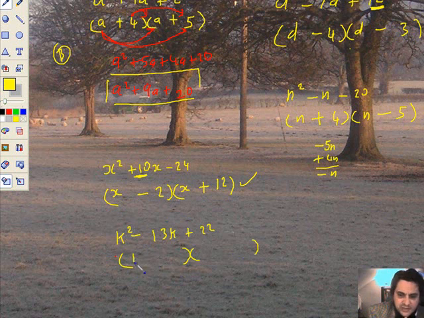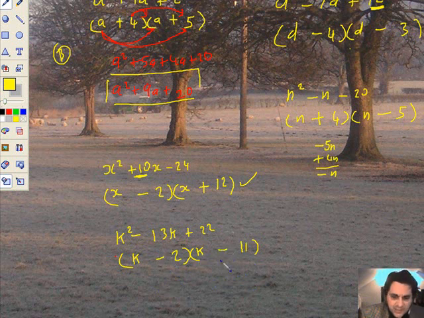Factorising that: 2 brackets, k followed by k makes k squared. How do you make 22? 1 times 22, 2 times 11. Yeah, I can see 2 and 11 will make a 13 quite nicely. You see, after you do about 20 of these things, you begin to see them as second nature, and you know, 2 11s make 22, 2 plus 11, 13.